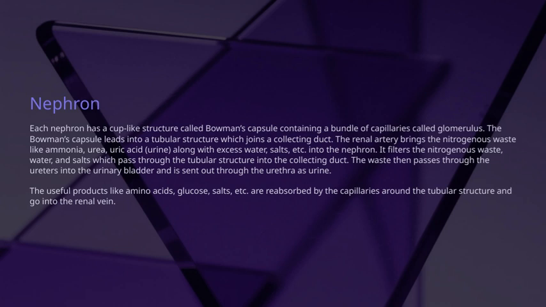From there, the waste travels down the ureters into the urinary bladder, and finally, it's expelled from the body through the urethra as urine. This entire process highlights how the nephron not only filters waste, but also reabsorbs essential substances, maintaining the body's balance. It's a beautifully efficient system that keeps our internal environment stable and healthy.